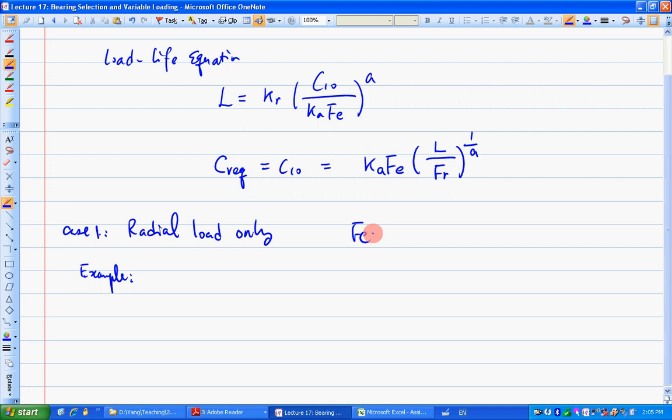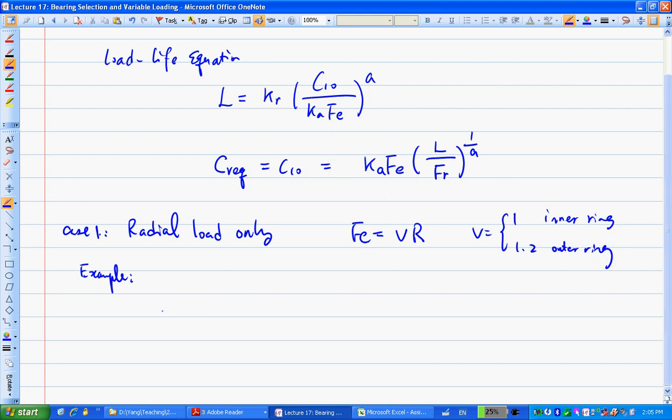If it's a radial load only, just remember that FE will equal V times R. V is 1 for the inner ring, and 1.2 for the outer ring.